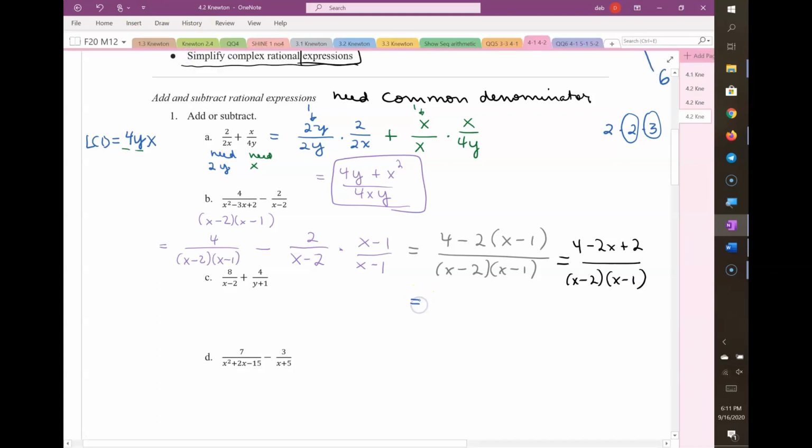So you see there are like terms. So typically you write the terms with x's first and a constant last. And then we have our denominator. And then if you want to make this look even more beautiful, you could factor out the negative 2. And remember, when you're factoring out a negative, be super careful, and make sure that when you distribute, you get back to what you started.